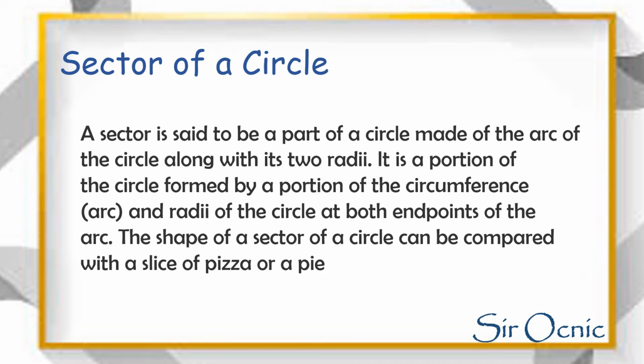A sector of a circle is said to be a part of a circle made of the arc of the circle along with its two radii. It is a portion of the circle formed by a portion of the circumference or arc and a radii of the circle at both endpoints of the arc. The shape of a sector of a circle can be compared with a slice of pizza or a pie.